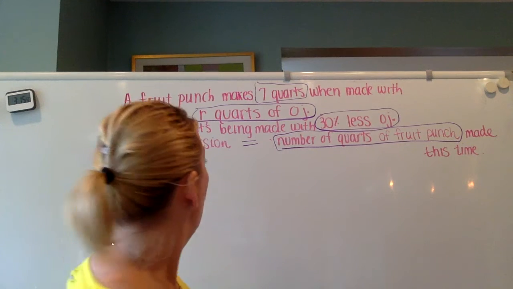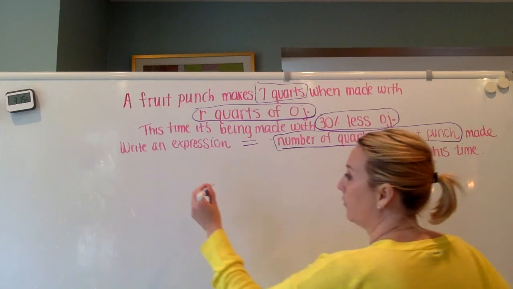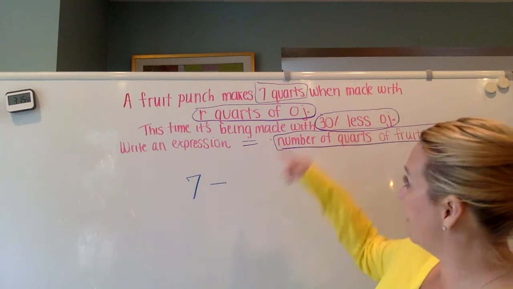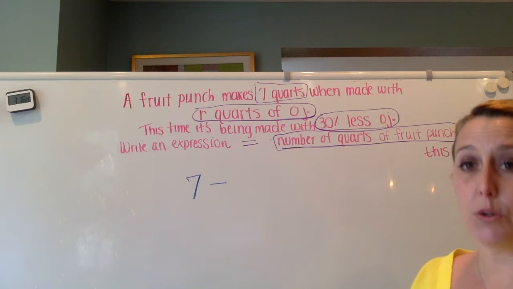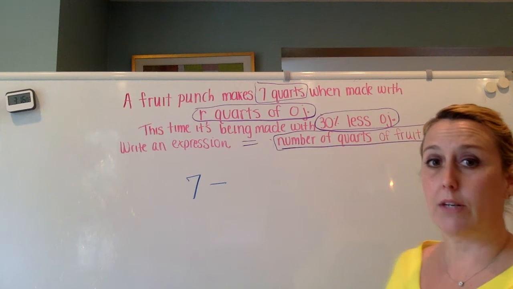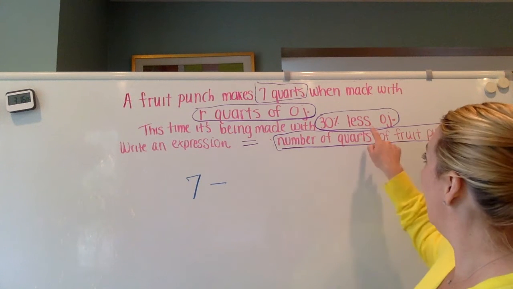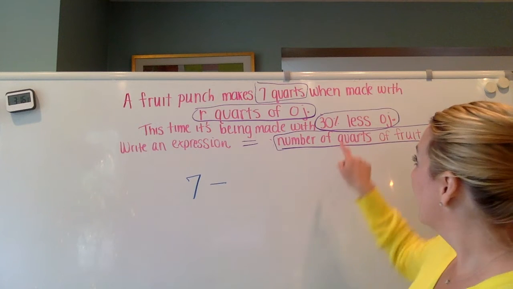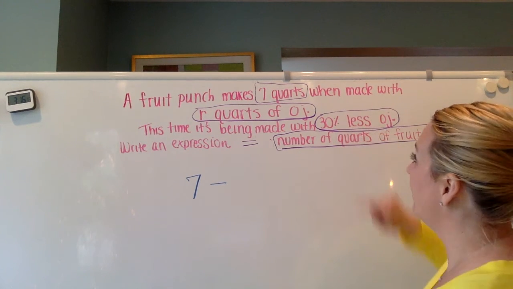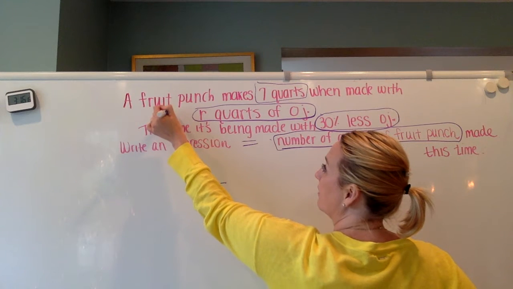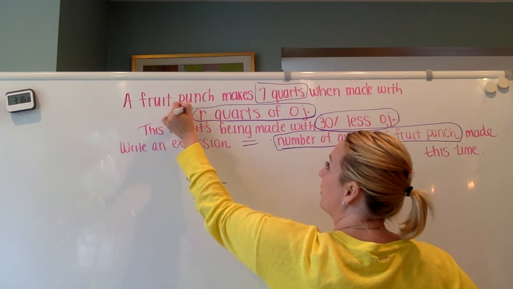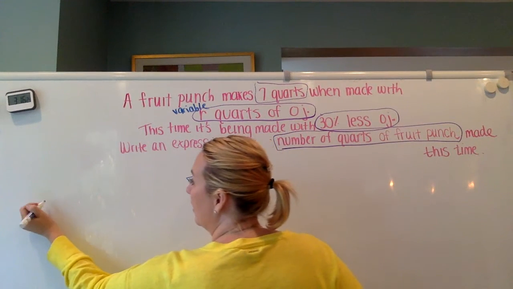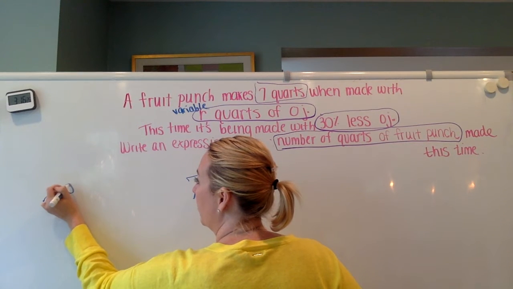So our initial amount that we need to start with is 7. And then it's less than 7. So in this case, we're going to end up using subtraction here because we know we have less OJ in there. So that less tells me that I need to take that away from my original amount. Now it's 30% less OJ, and R is our variable that represents OJ. All right, so R is OJ.